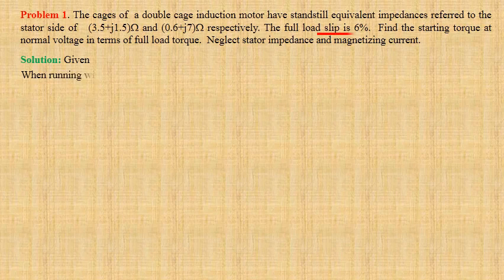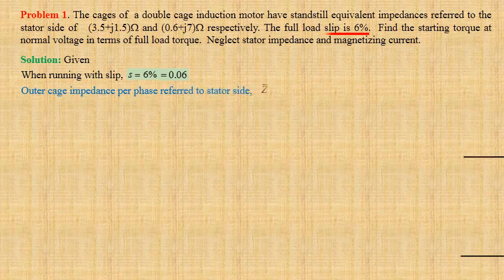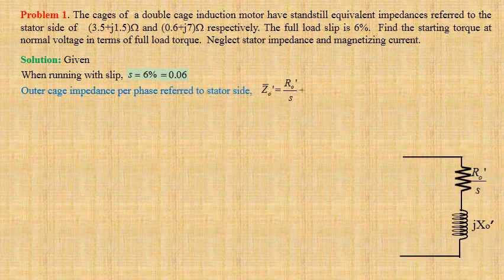When running with slip S equals 6%, that is equal to 0.06, outer cage impedance per phase referred to stator side ZO' equals RO'/S plus jXO', that is equal to 3.5 by 0.06 plus j1.5 ohm.